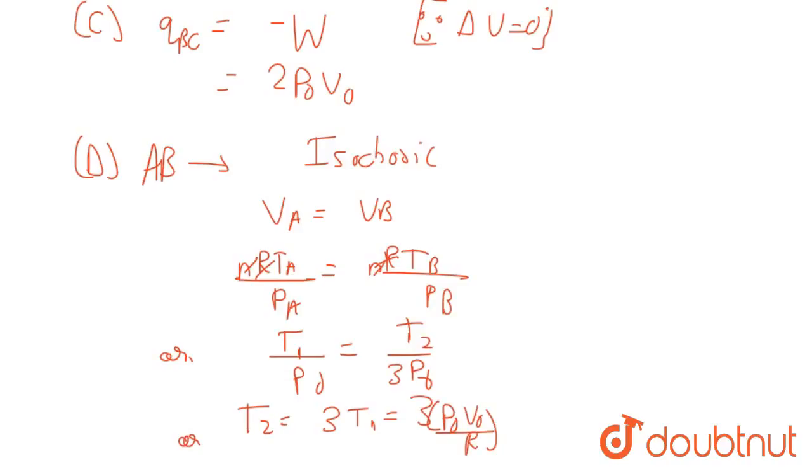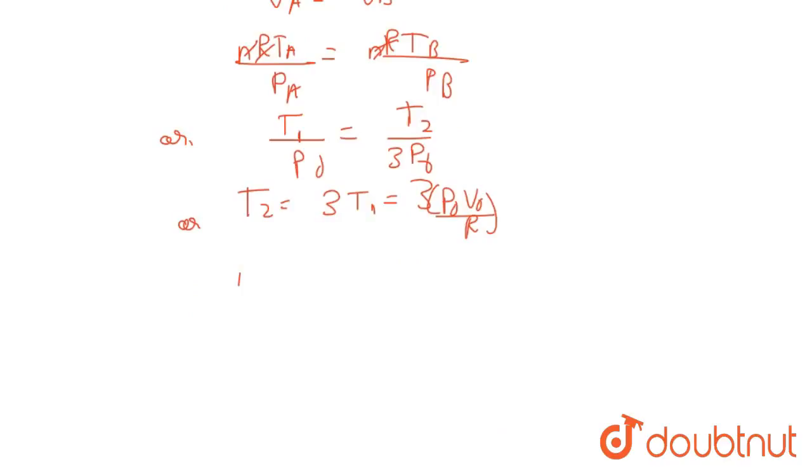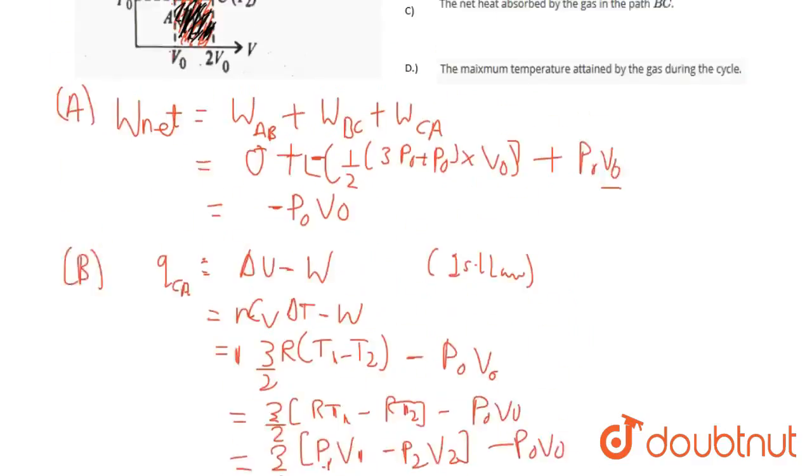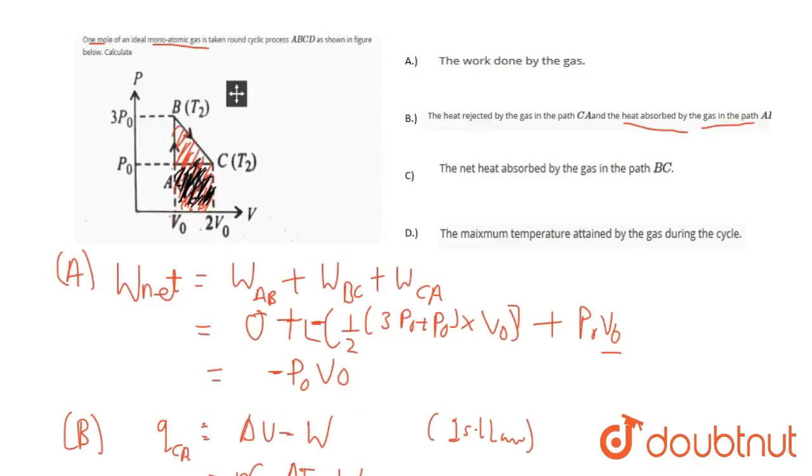So the maximum temperature attained in the cycle is T equals T2, and that is indeed 3 P0 V0 by R. So this is the complete solution of this question and all four parts.